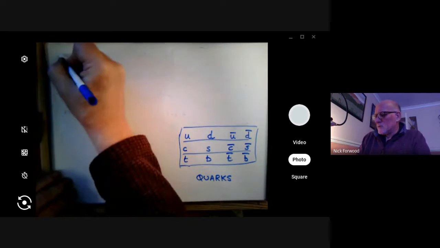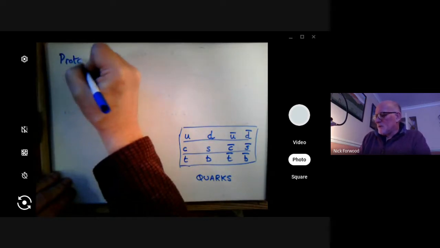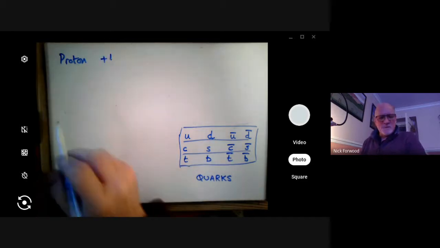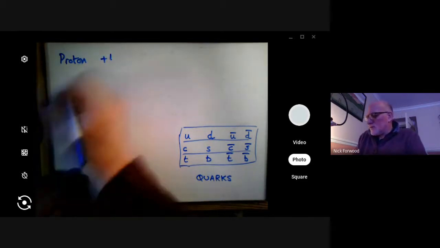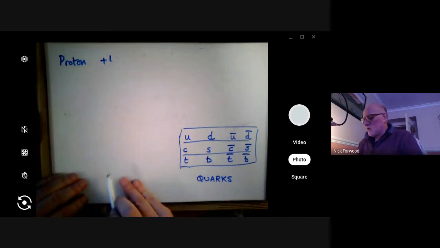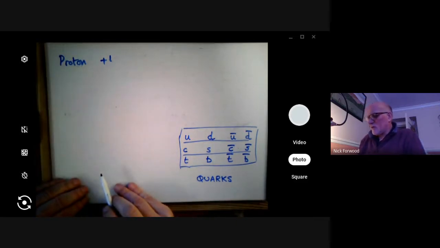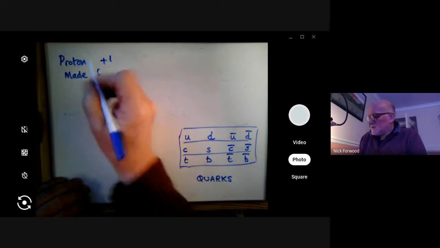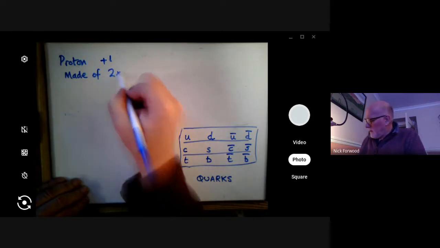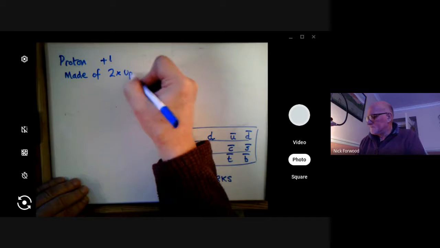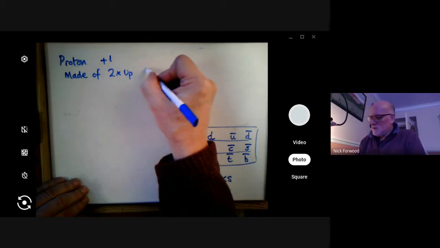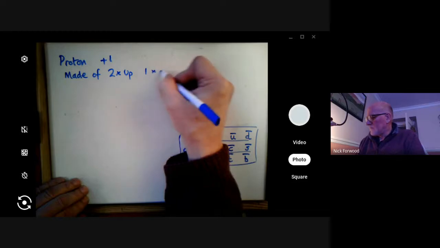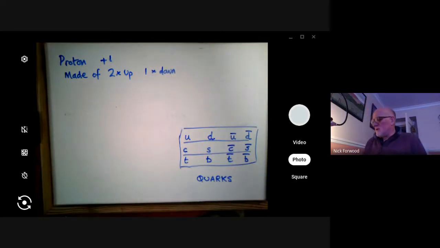So first of all, we'll look at the proton in more detail. A proton's got a charge of plus 1. And physicists reckon that a proton is made of 3 quarks, 3 subcomponents. So it's in fact made of 2 up quarks and 1 down. So a proton's actually made up of 3 particles altogether. And when you stick them together, that's what you get with a proton.